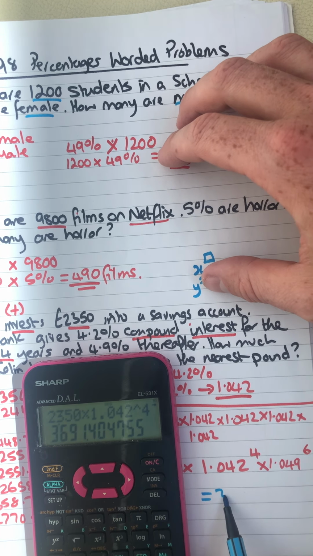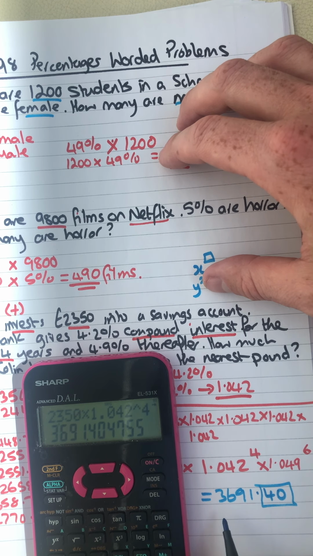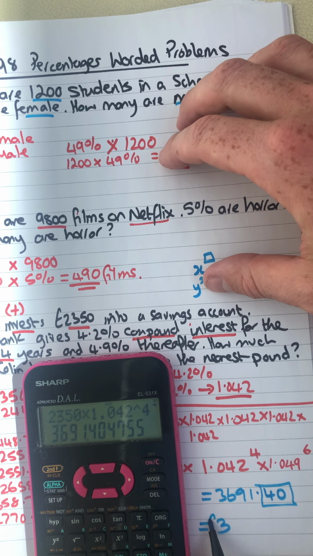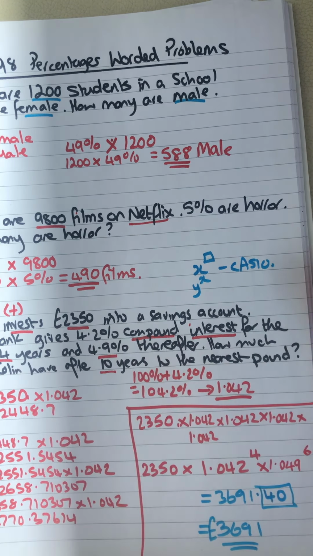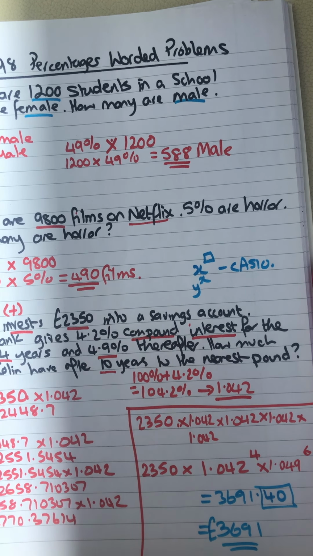So answer is 3691.404. So it's 2 decimal places, 40, it wants the nearest pound, well 40p is below 50p, so it would be 3,691. If you manage to get that question, you're doing really well, because there's a lot of information in that question. It jumps really quickly from there to there.